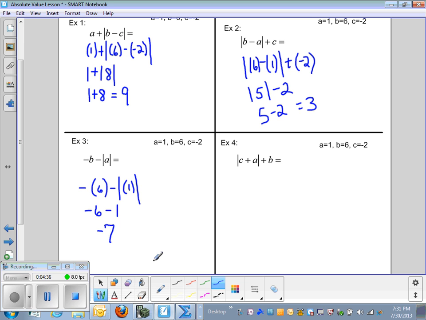Number 4, the absolute value of C plus A plus B. So we're going to go ahead and substitute in a negative 2 plus 1, and then we're going to add 6. So we're inside the absolute value signs, so we're going to do negative 2 plus 1 is a negative 1, plus 6. The absolute value of negative 1 is 1, plus 6 equals 7. So that's how you evaluate absolute value expressions.